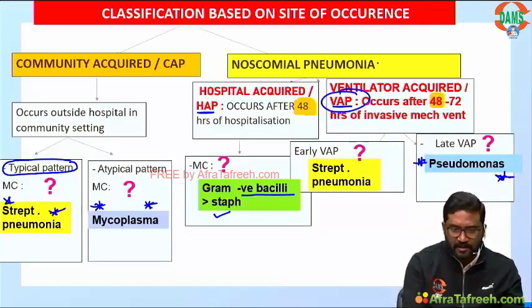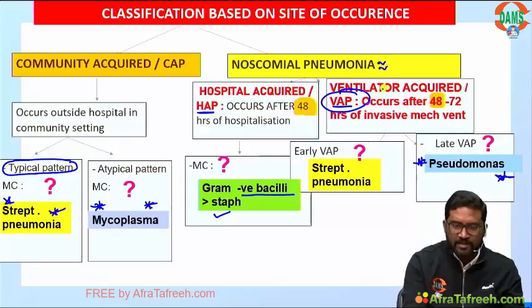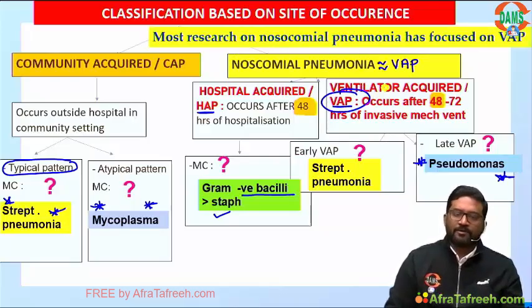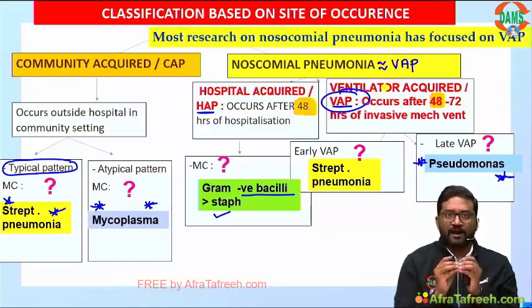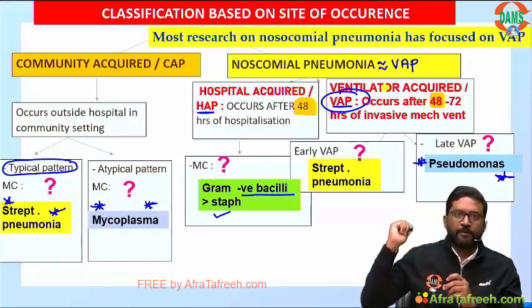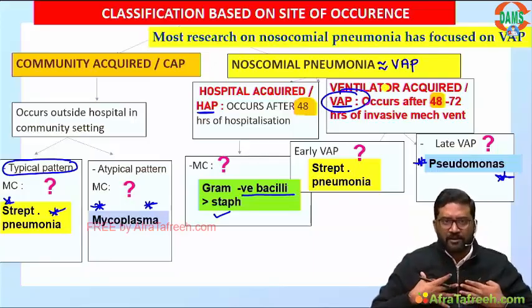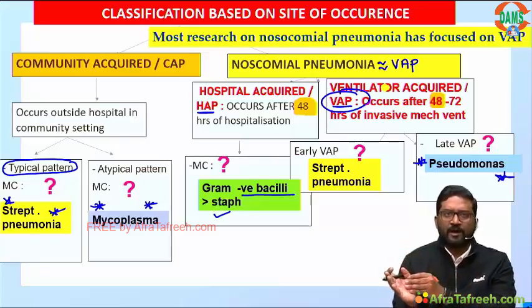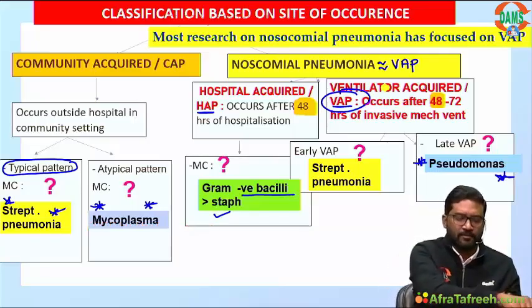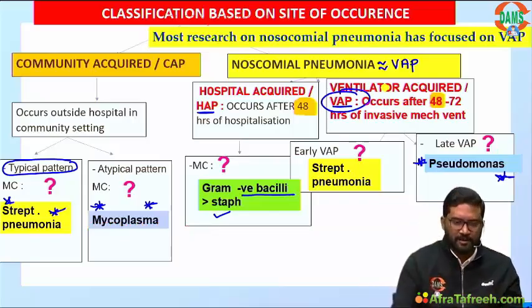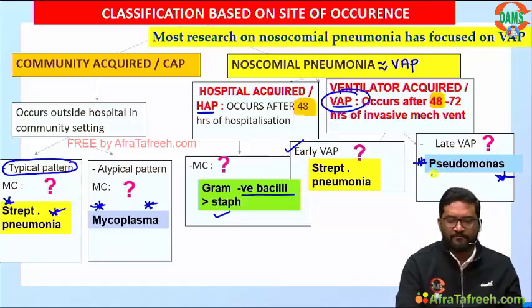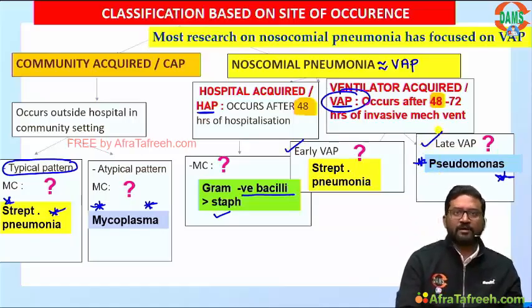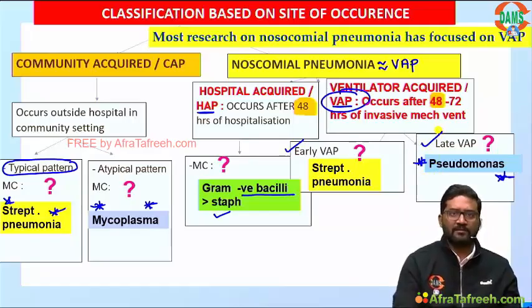Now in the question, if they ask you what are the causes of nosocomial pneumonia, it will be similar to VAP only, because whatever research we have on nosocomial pneumonia is mostly from VAP, because VAP was dangerous. We did a lot of research on VAP. So obviously whatever is common in VAP will also be common for nosocomial pneumonia. Once they have asked, early nosocomial pneumonia will be similar to early VAP. Late nosocomial pneumonia will be similar to late VAP.